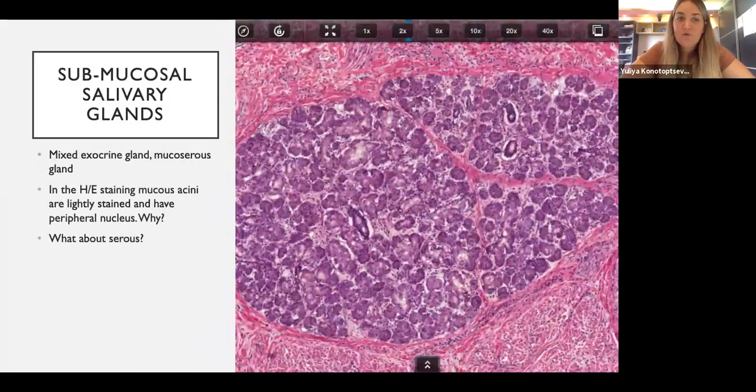Submucosal salivary glands, we talked about them, that they're mixed. Why are they exocrine glands? Why are they considered to be exocrine?